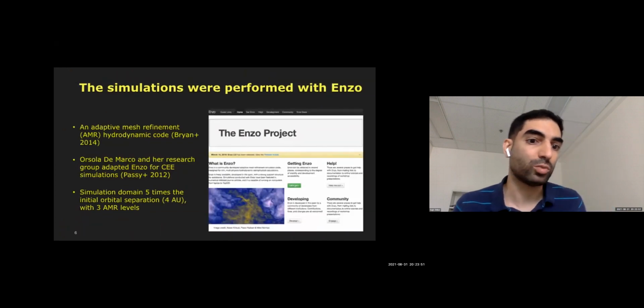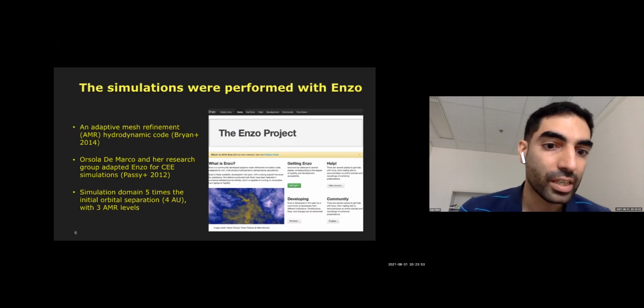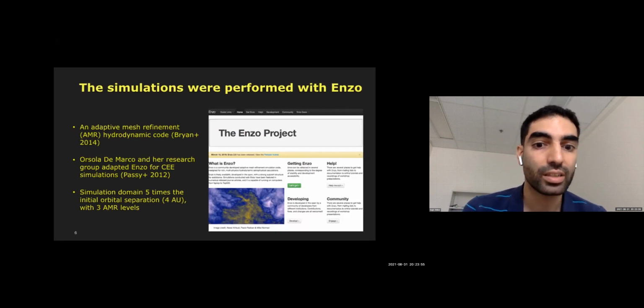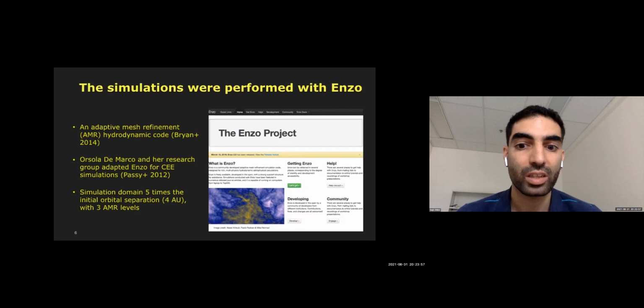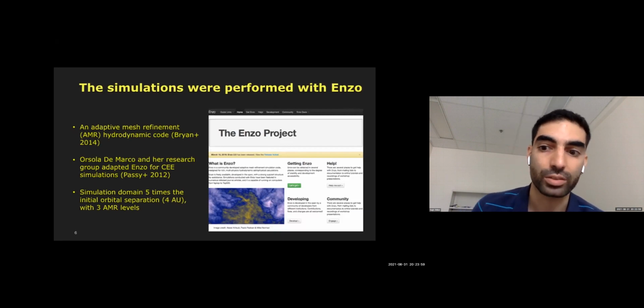And we used a hydrodynamic code with adaptive mesh refinement that was adapted to simulate common envelope interaction by the Markov group.